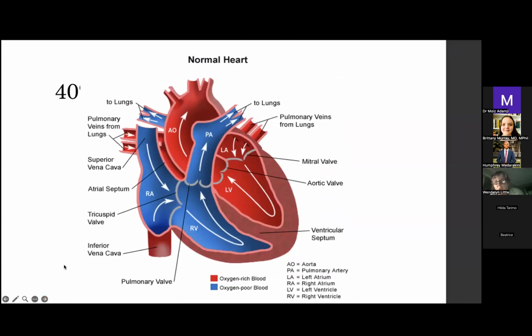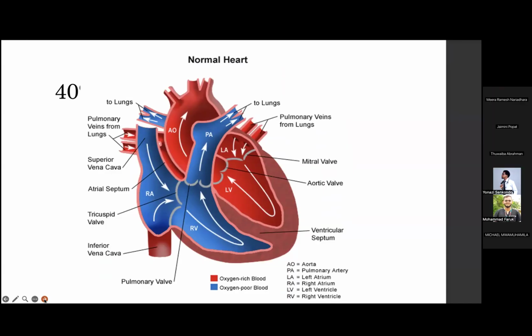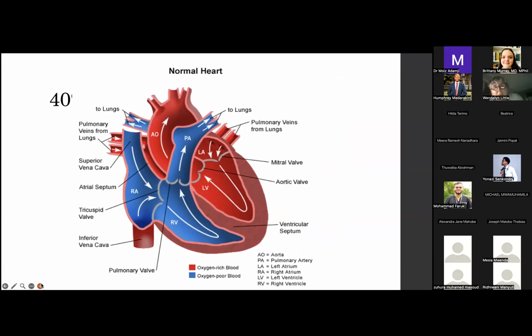So again, this is just to orient everyone, the normal heart. When we start talking about the various lesions, I find it useful to just remind ourselves of the normal heart. The right atrium taking blue blood or deoxygenated blood from the body into the right ventricle, going out the pulmonary artery to the lungs, returning from the pulmonary vein with oxygen or red blood into the left atrium, to the left ventricle, and then out into the body.